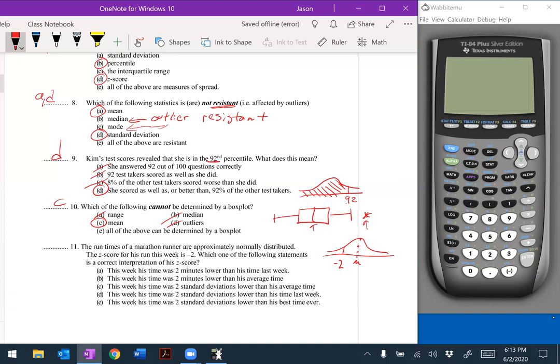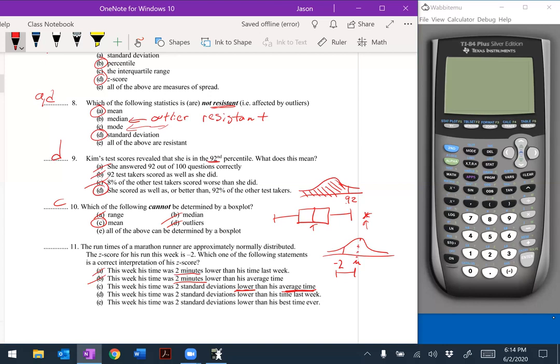This week his time was 2 minutes lower. No. This is 2 standard deviations lower, not 2 minutes lower. We don't know how fast he ran. This week his time was 2 minutes lower than his time last week. Nope. This week his time was 2 minutes lower than his average time. Nope, not 2 minutes. This week his time was 2 standard deviations lower than his average time.